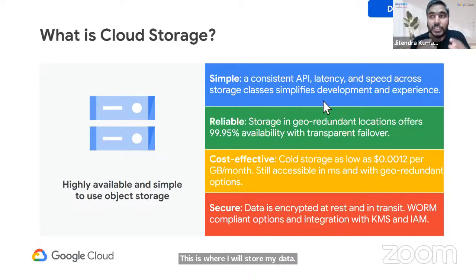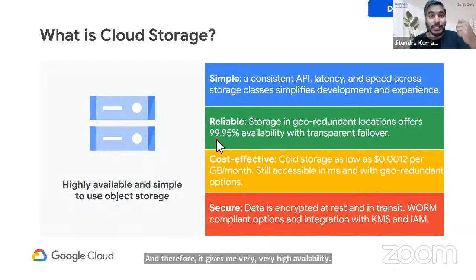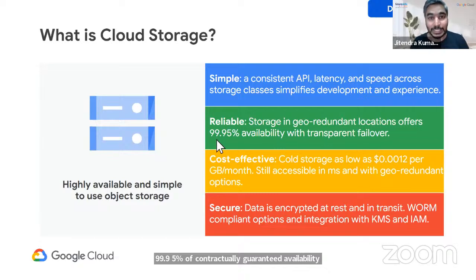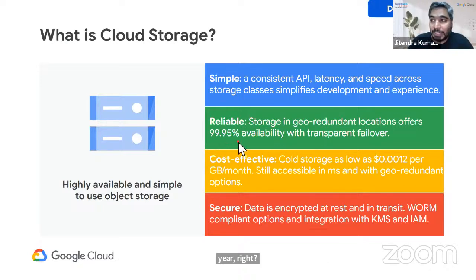So I could build a GCS bucket which is either regional or multi-regional. When I create a multi-regional bucket, it maintains multiple copies across those regions that I have chosen. And therefore, it gives me very high availability. A 99.95% contractually guaranteed availability number is available to us, right? It means your cloud storage bucket will be available at least for this much amount of time in a year, right?